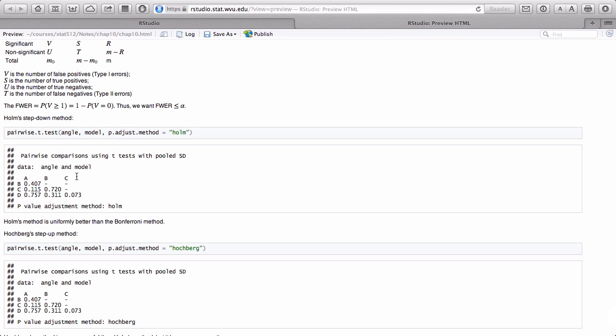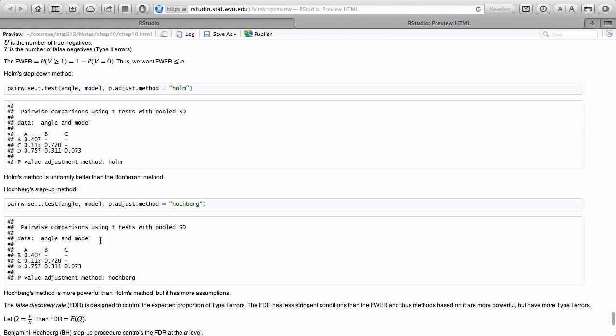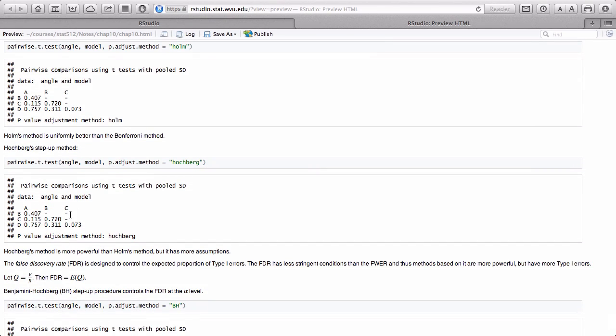Now, that's a step-down procedure, and I may show you a little bit more about this next time. There's a step-up procedure called Hochberg's, and that step-up procedure is actually more powerful than Holm's procedure, meaning you're more likely to find differences, but it has more assumptions. So if you feel the assumptions are correct, then that would be the way to go.